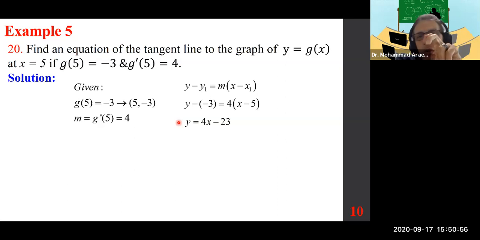So this was sort of a twist of a work to see what's given, understanding the concept. g of 5 equals negative 3, we have a pair. g prime of 5 equals 4, we have a slope at x equals 5. At x equals 5, that's what g prime of 5 is. If it was g prime of 10, that doesn't mean we have the slope of a tangent line. We do have a slope, but we have it at 10. Having said that, let's look at this situation, okay?